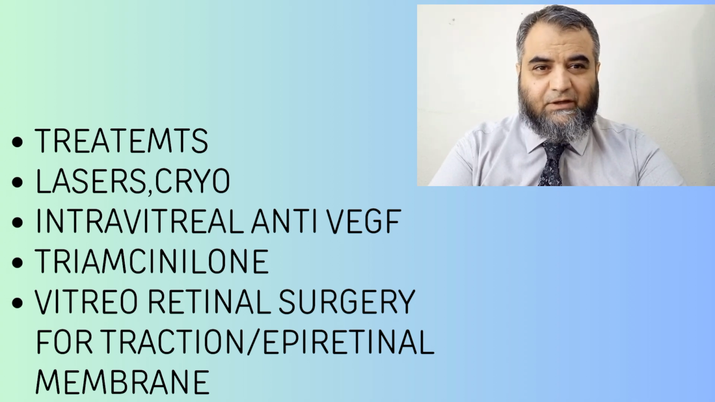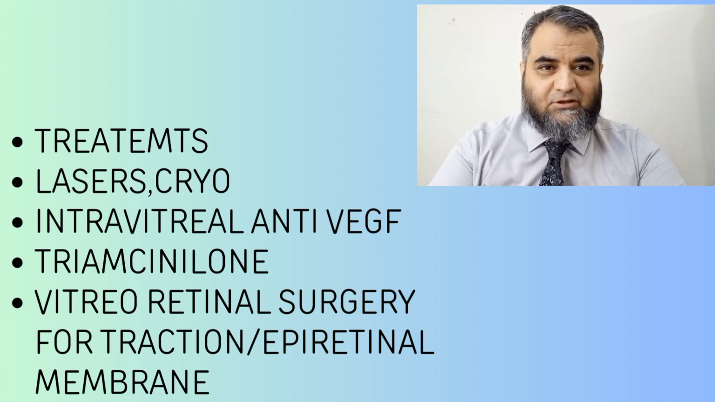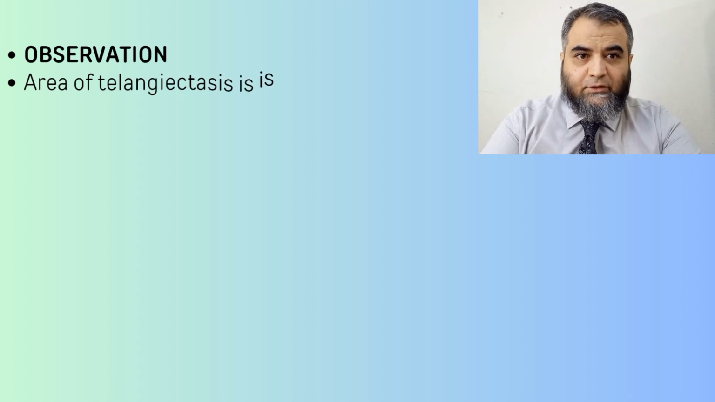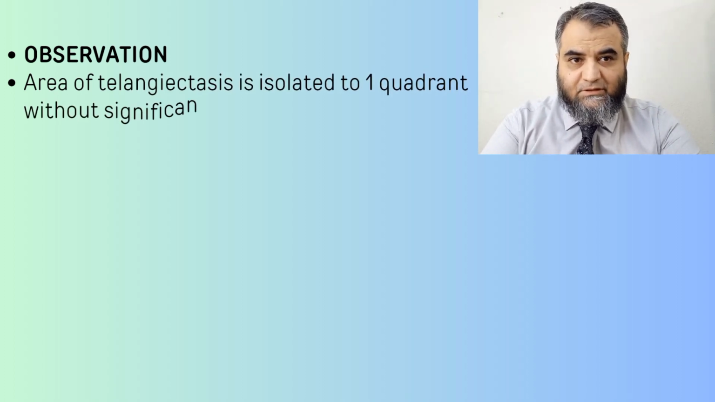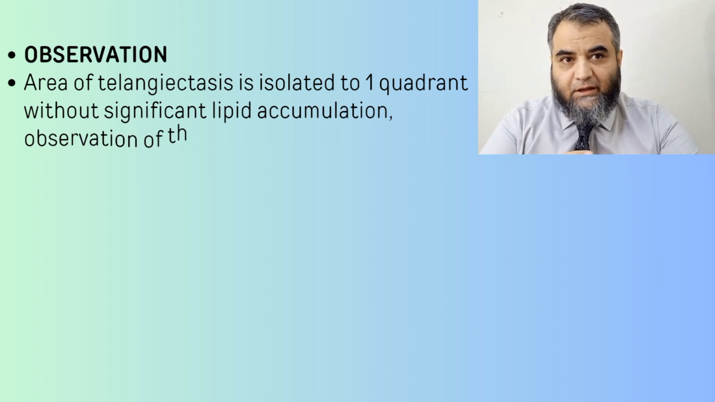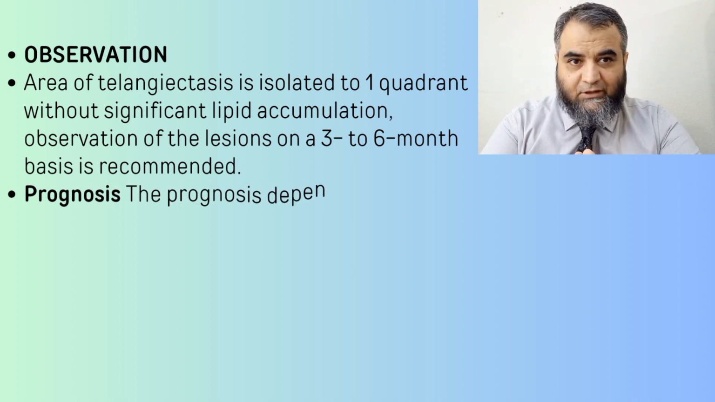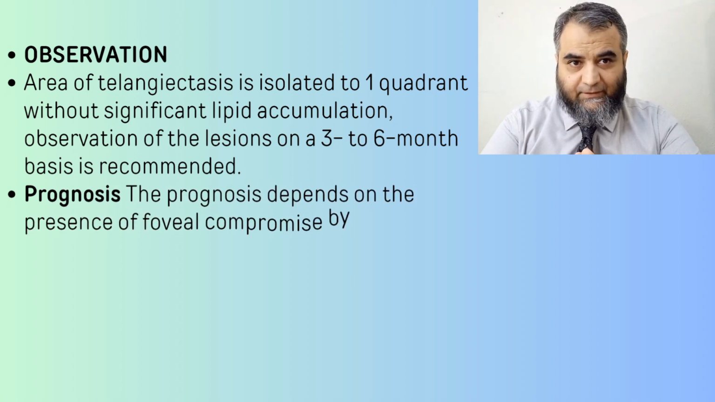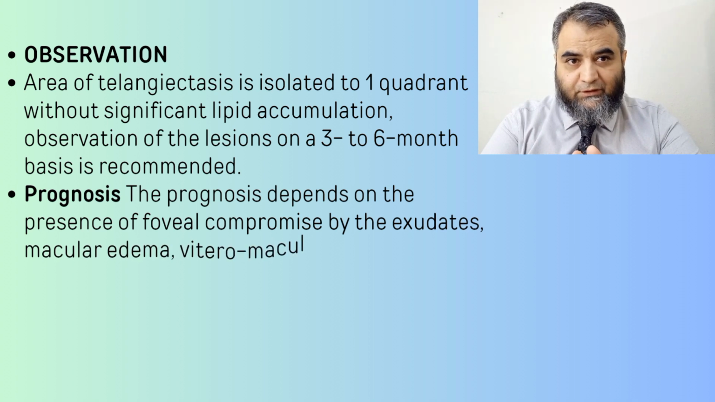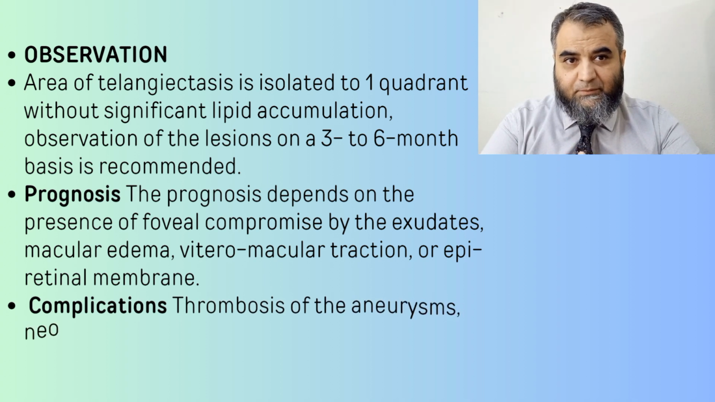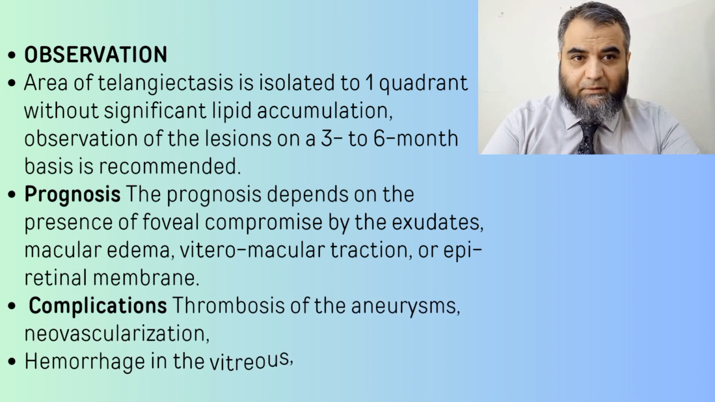But this is not a very common disease, but one of the possible cases that you may encounter. So these patients can also undergo observation for a period of time. For example, if there are areas of telangiectasias in one isolated area, or up to one quadrant even, and these things are innocuous and not causing any lipid exudation, then these patients can be observed with follow-up on a 3 to 6 months basis.